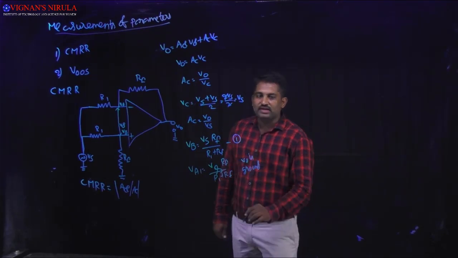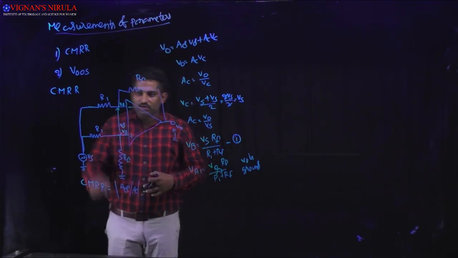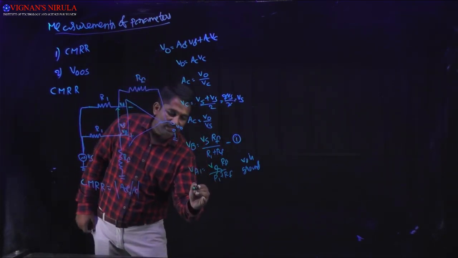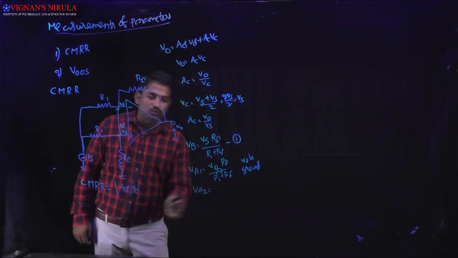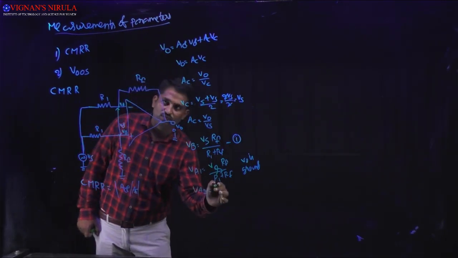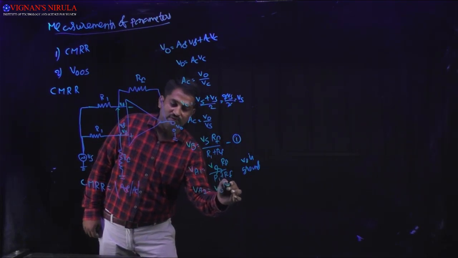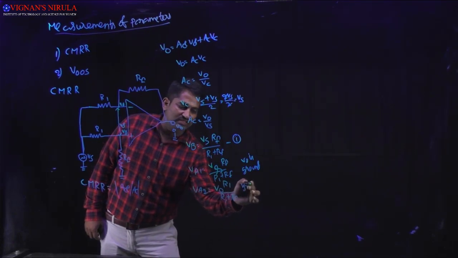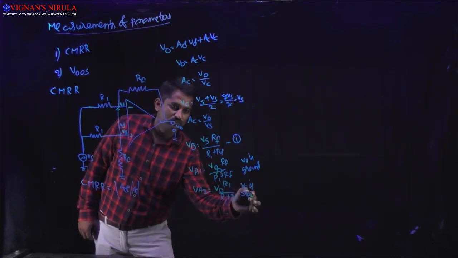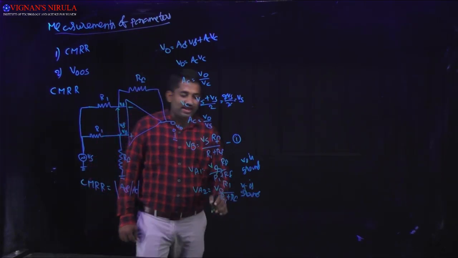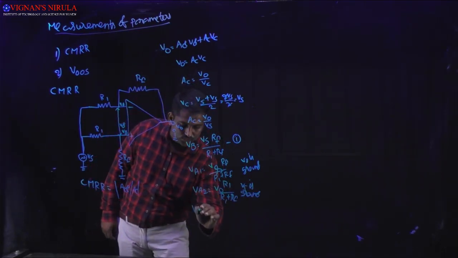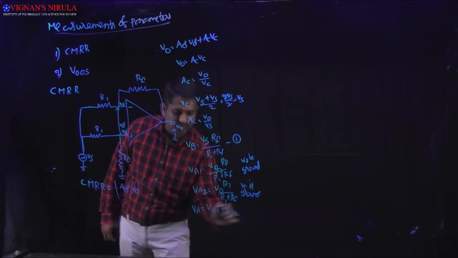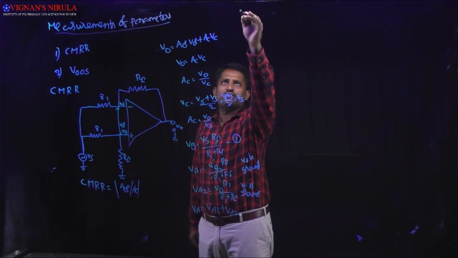Next, I make Vs connected to ground and V0 enabled. So what happened for VA2? Using the voltage divider rule once again, VA2 is V0 into R1 divided by R1 plus Rf when Vs is ground. So finally VA will be equal to VA1 plus VA2.